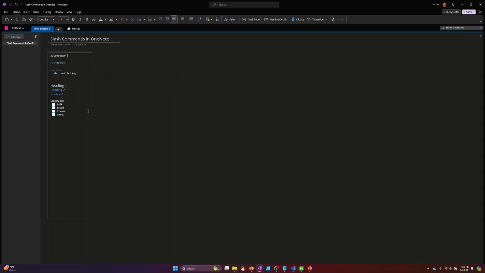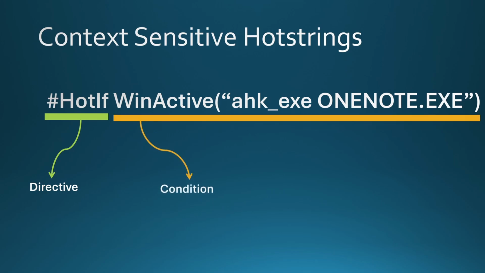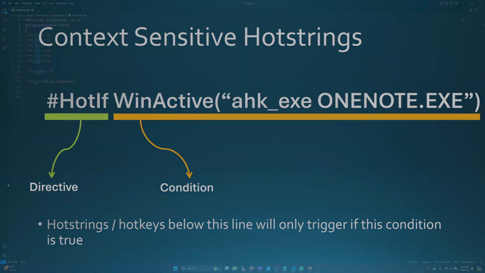Right now our hotstrings are going to be active regardless of what program we have open, but we can use something called Directives in order to ensure that our hotstrings are only working when OneNote is the active window. In the example line, we have our directive, which is the # then hot if, and we have a condition here. In this case, we're checking if OneNote is the active window. Now, hotstrings and hotkeys below this line in our script will only trigger if this condition is true.